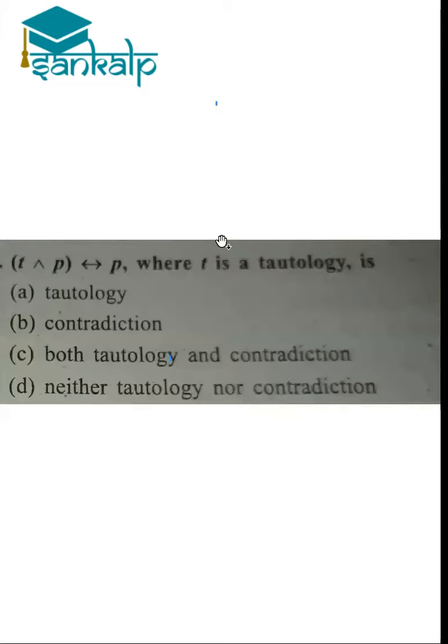Next question. T double implication P, where T is a tautology. Again, we will check the truth table and decide whether it is a tautology or a contradiction. The given statement is T double implication P. Here T will be true, and the negation of P will be F.